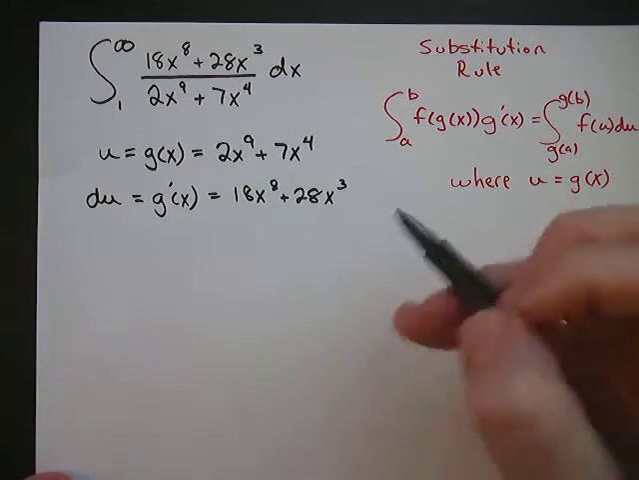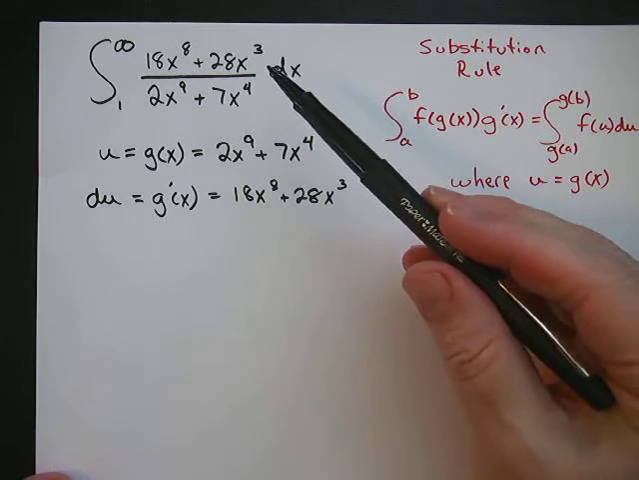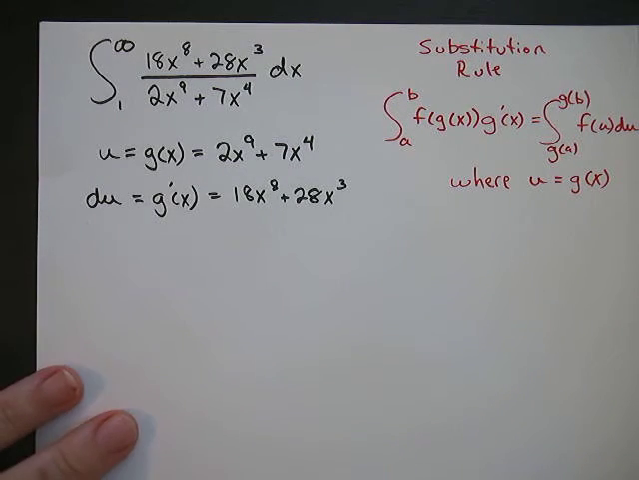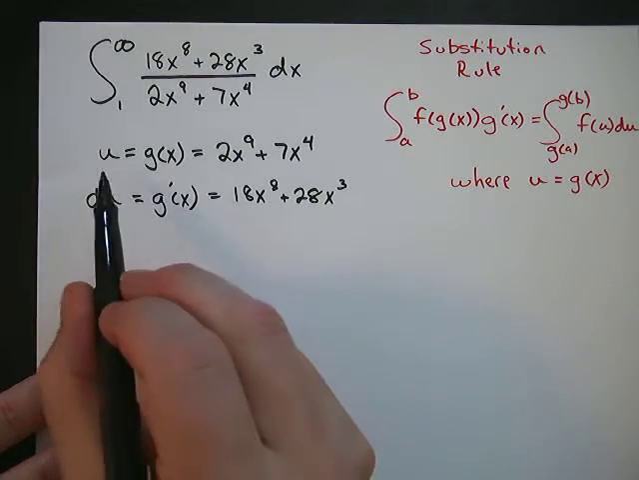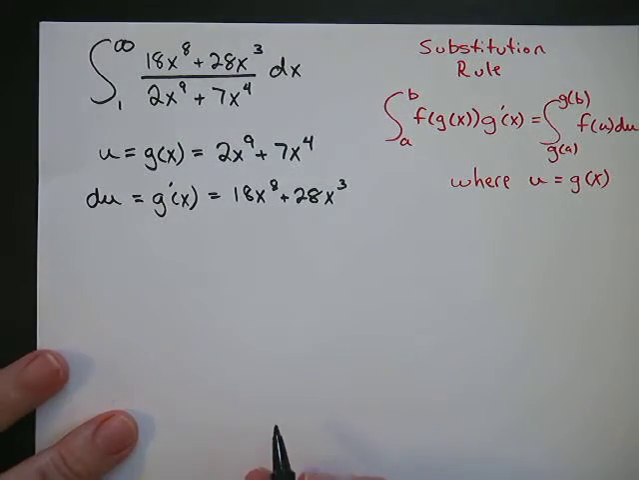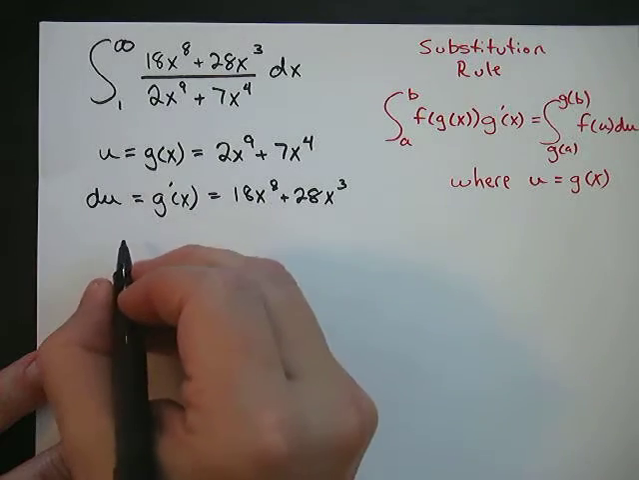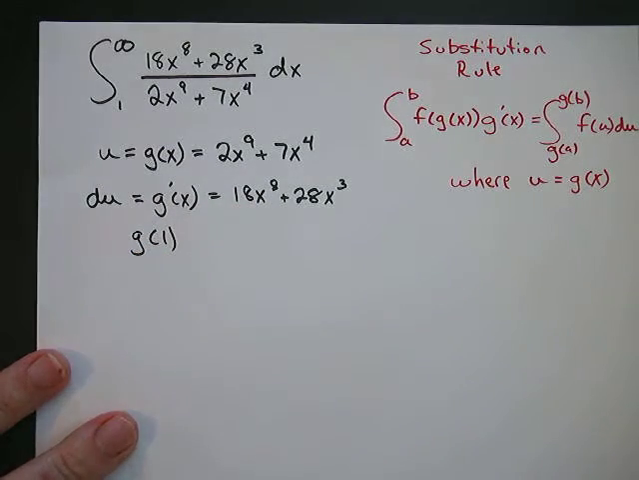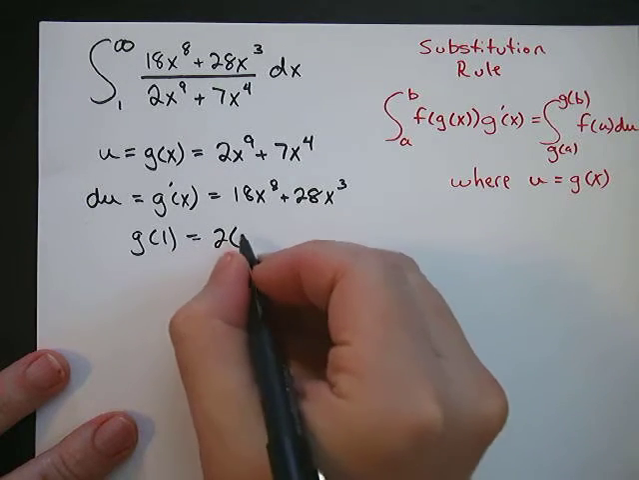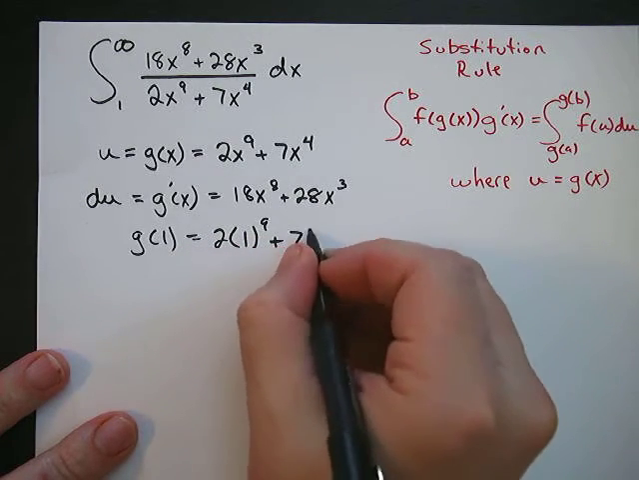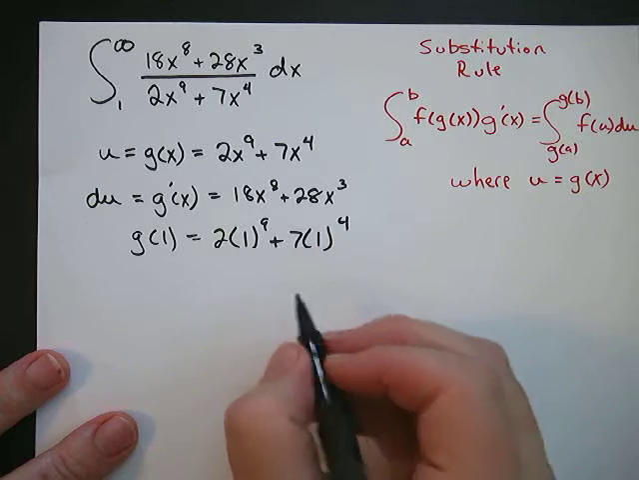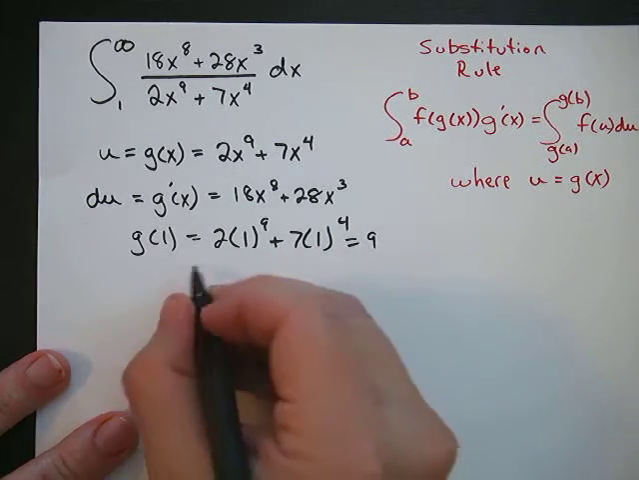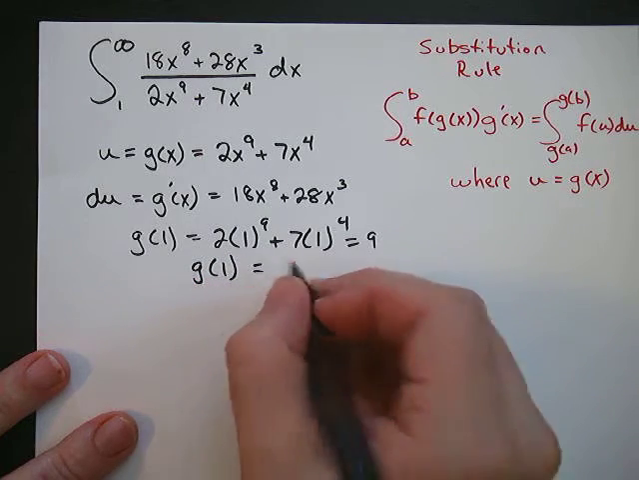Notice that this now looks like the numerator. That's convenient for us. Now we need to also change our limits. Since we've done this u substitution, we need to change our limits. When I plug in a 1, so g of 1, it'll be 2 times 1 to the 9th plus 7 times 1 to the 4th. Basically that's just 2 plus 7 equals 9. So g of 1 equals 9.